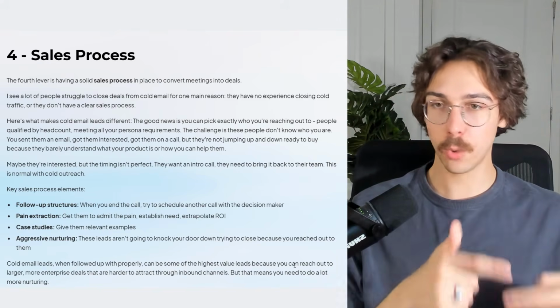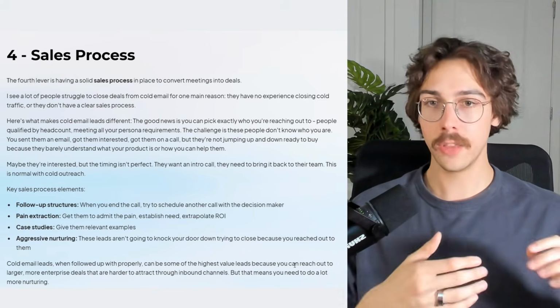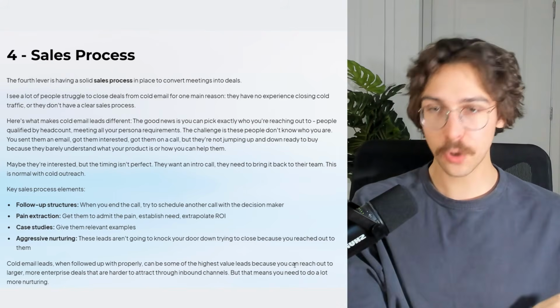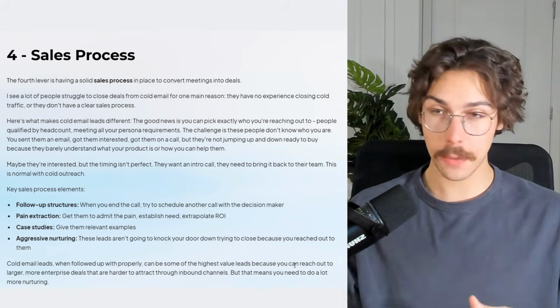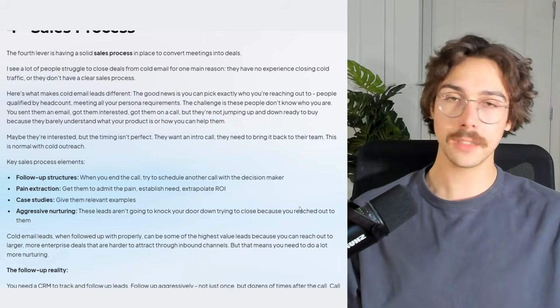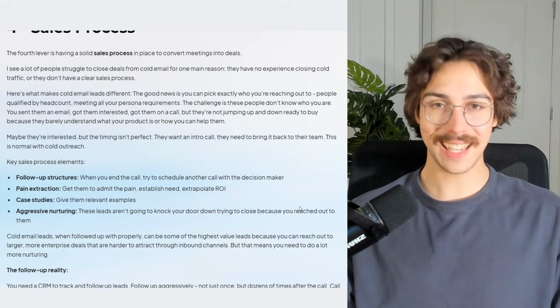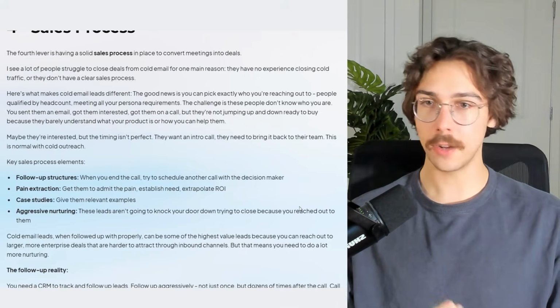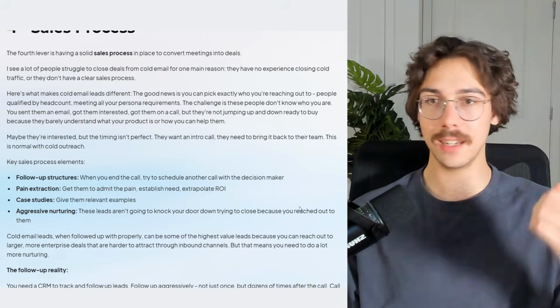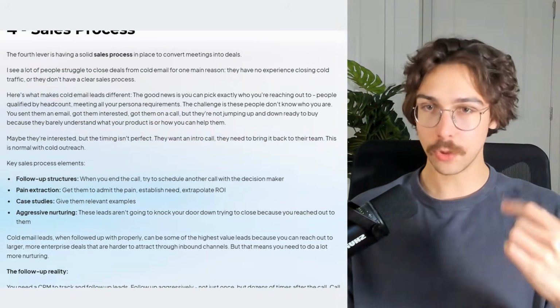There has to be a lot more trust built up and a lot more nurture than, for example, a lead that comes from a referral or even a lead that comes inbound. So key sales process elements, make sure you follow up with people. Again, these people probably aren't jumping up and down in the same way that a referral who has immediate pain and needs something tomorrow is, but trying to schedule multiple calls.